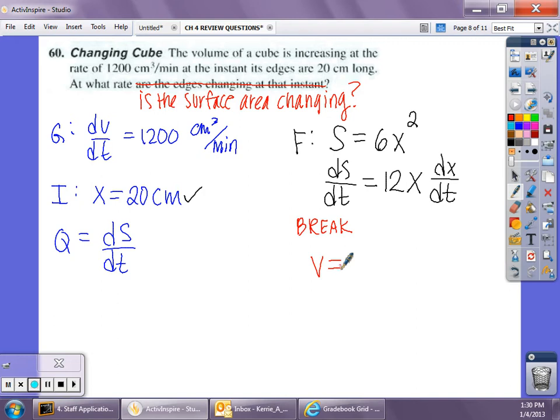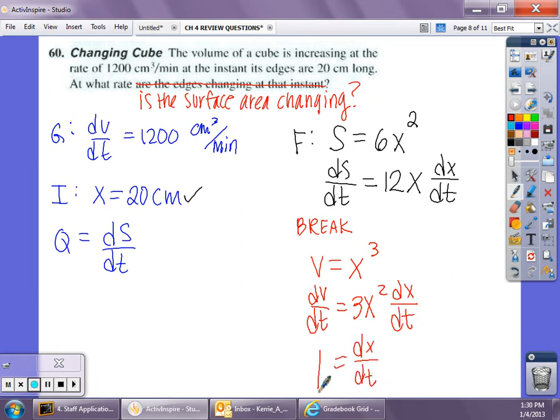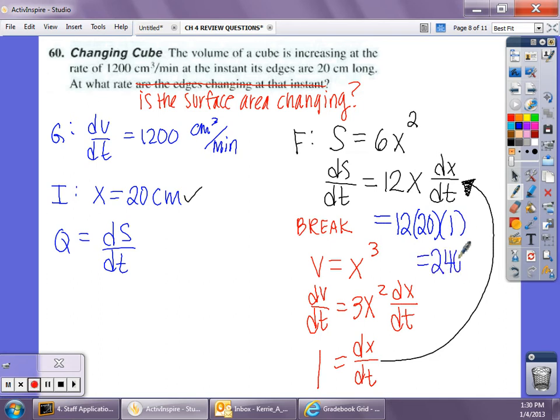I get volume. The volume formula would be x cubed. And so dV/dt is equal to 3x squared dx/dt, and this should look familiar. We just did this same exact problem, and if you remember, we got that dx/dt was 1. You actually had to do that to solve this problem. So now we get to go back from our break into the problem we were solving, and the surface area is changing by 12 times 20 times 1, which would be 240 centimeters squared per minute.